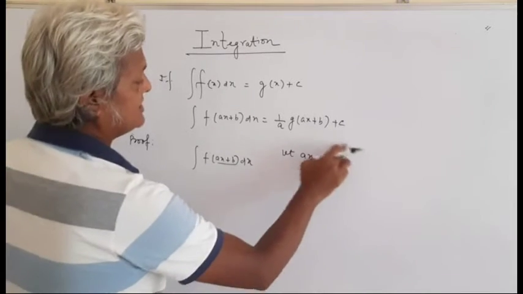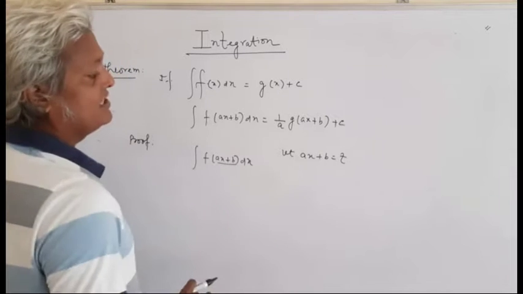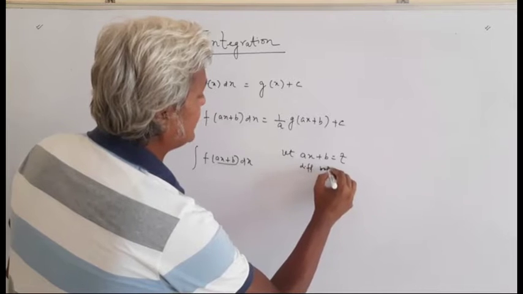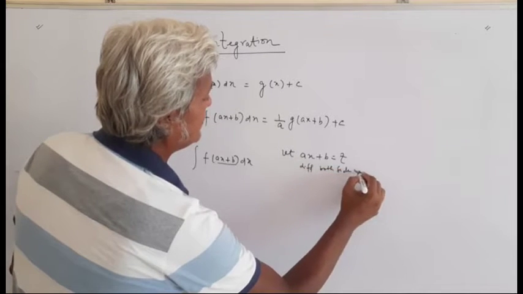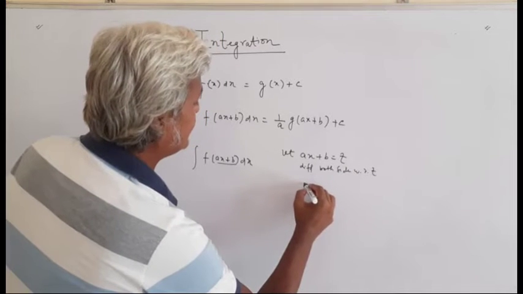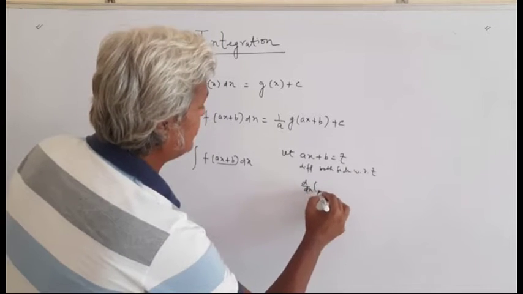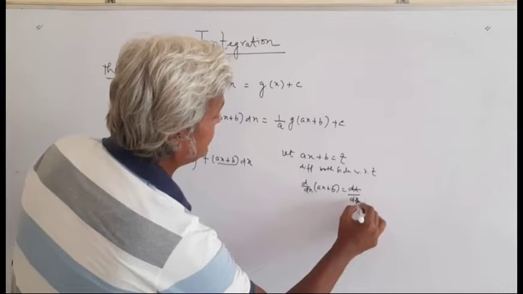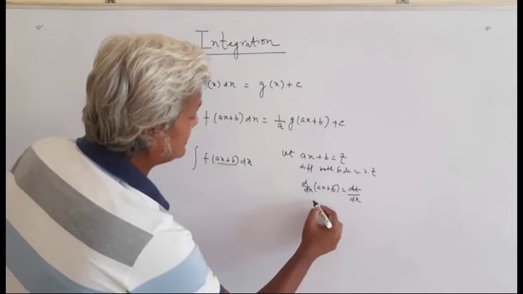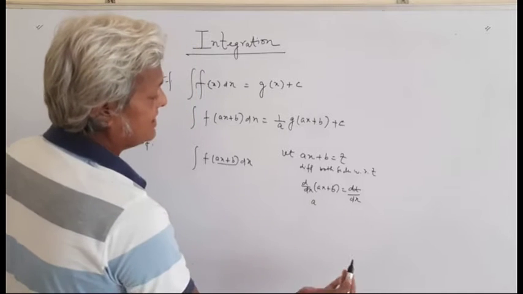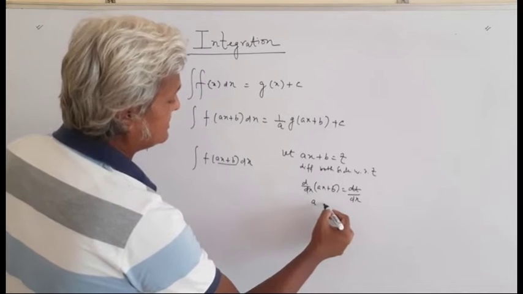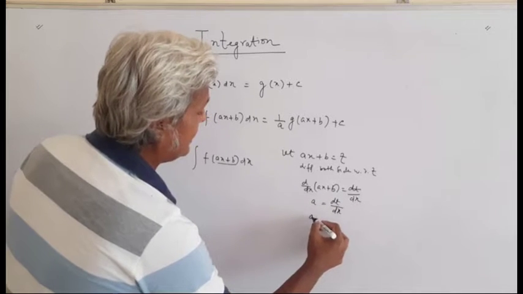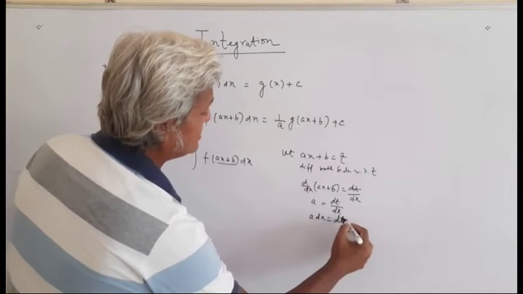Now I differentiate this equation with respect to x. So here you can write directly, differentiating both sides with respect to x, you find d by dx of ax plus b is dt by dx. Now a is a constant, so the constant is taken out and the differentiation of x is 1, so this is a, plus the differentiation of b is 0, so you get a equal to dt by dx. Then you write a dx equals dt.